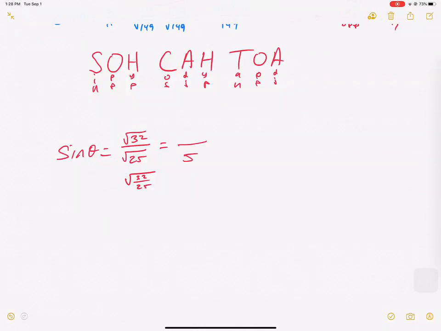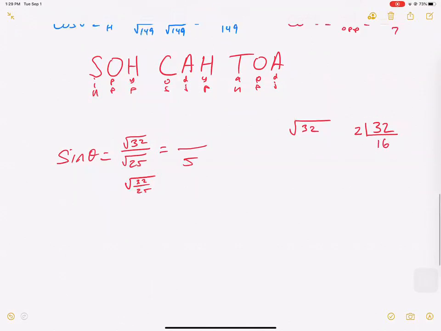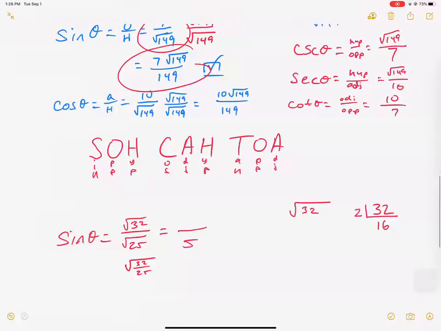Now, to do the square root of 32, we talked about this in our last lesson. The square root of 32 can be written using what I call a box method. What's the smallest number I can divide 32 by? 2. 2 goes into 32 16 times. If you can't do that in your head, divide slowly. 2 goes into 3 one time, remainder 1, so I write the 1 here. 2 goes into 12 6 times. Done.